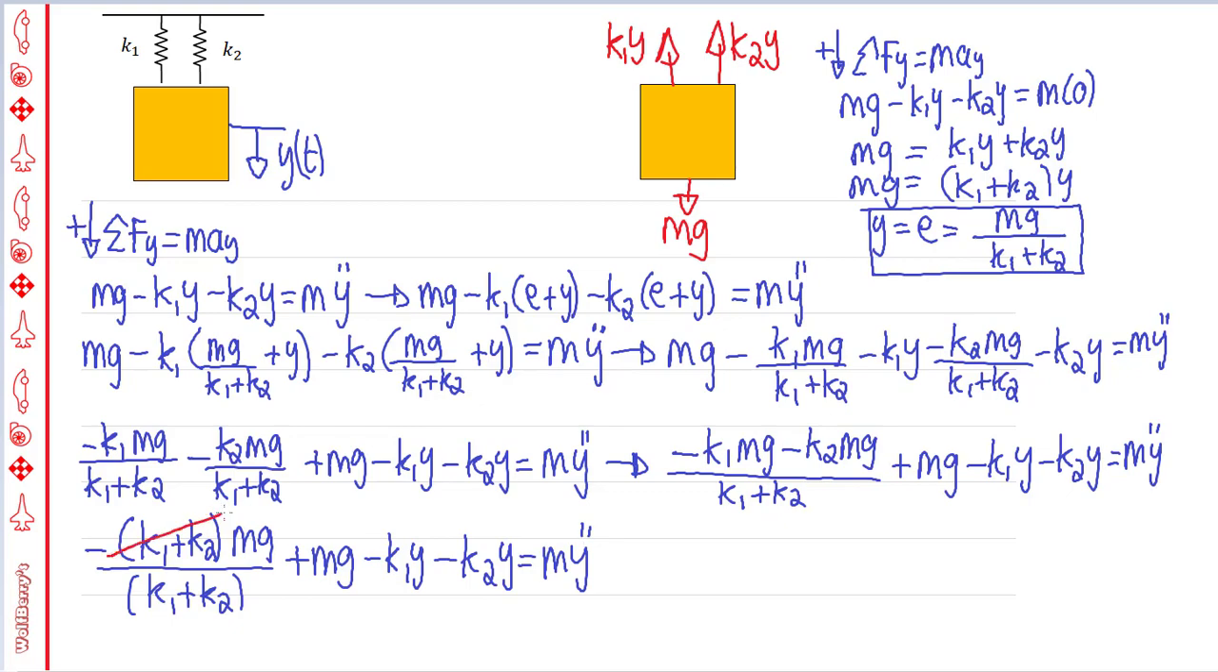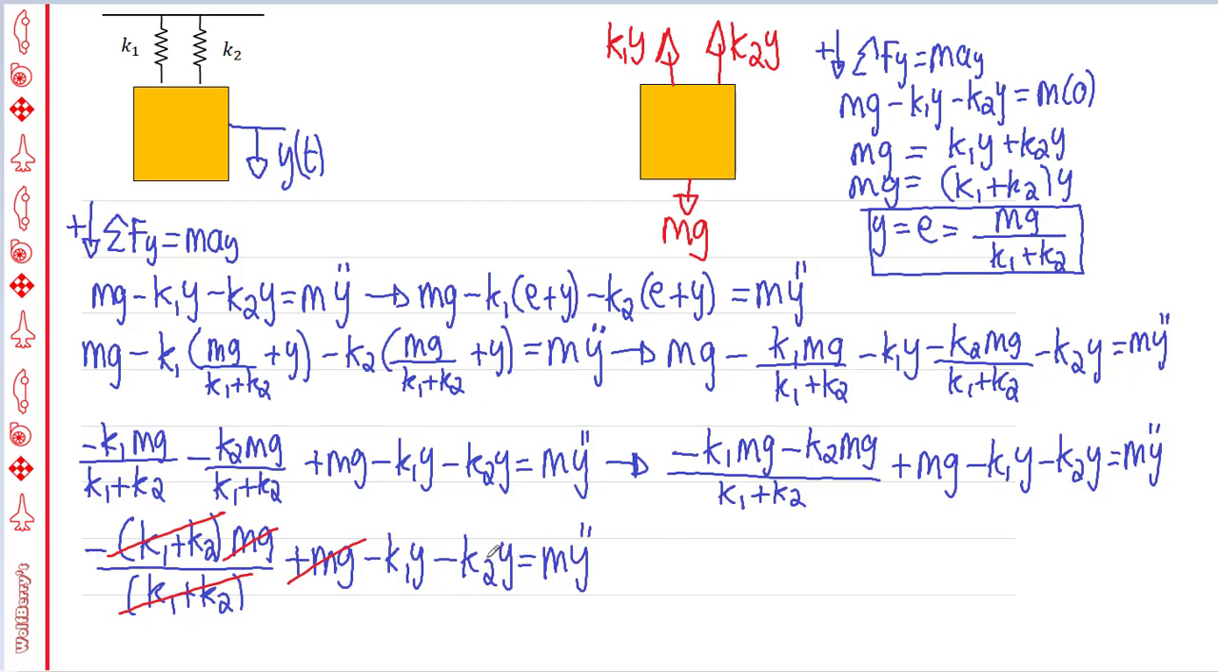Now this will cancel with this. So what you'll have left here, you'll have minus mg here, plus mg, minus mg plus mg equals 0. So therefore, this mg cancels with this mg as well. And you're left with only the remaining terms in the equation, which are these terms here.